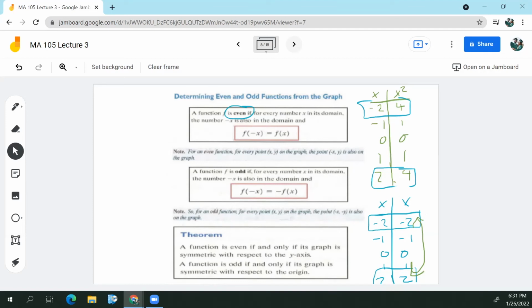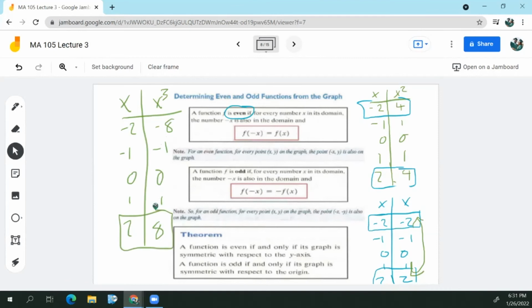So for example, I'll give you another one. If you had x cubed, you'd have -2, -8; -1, -1; 0, 0; 1, 1; 2, 8. Once again, still the same absolute values, but we're changing signs on either side. So that's what this means. If it's odd, that means it's changing values from negative to positive, but the absolute value remains the same. Do y'all see that? The absolute value remains the same.